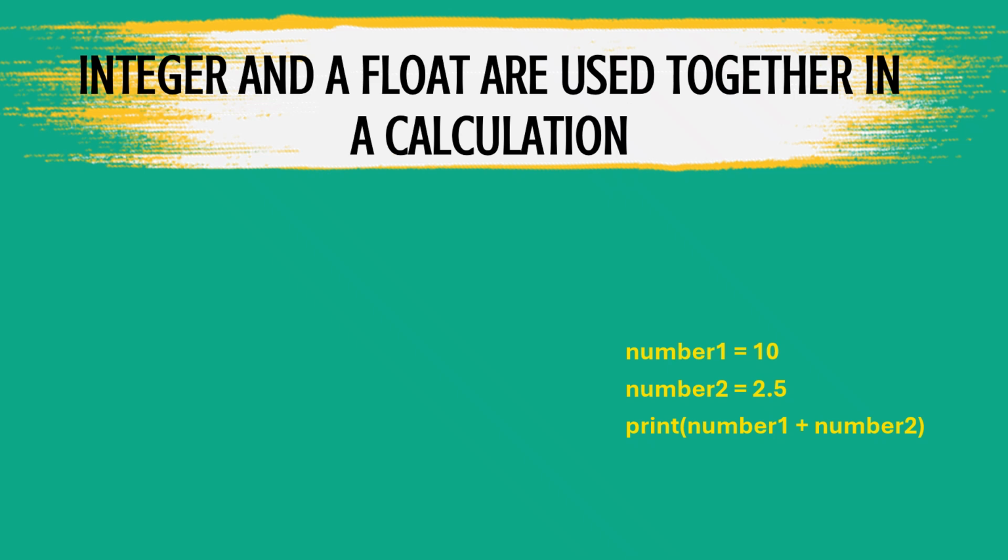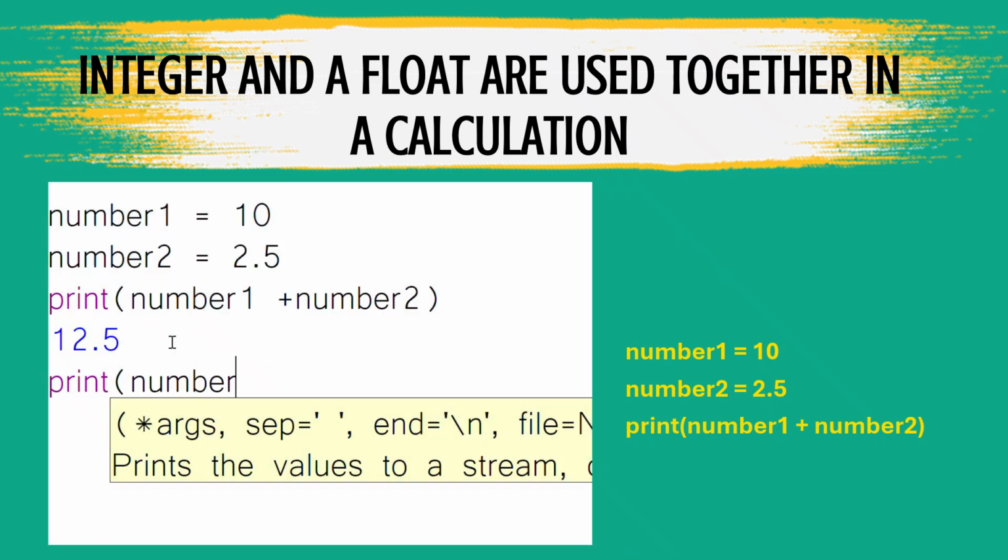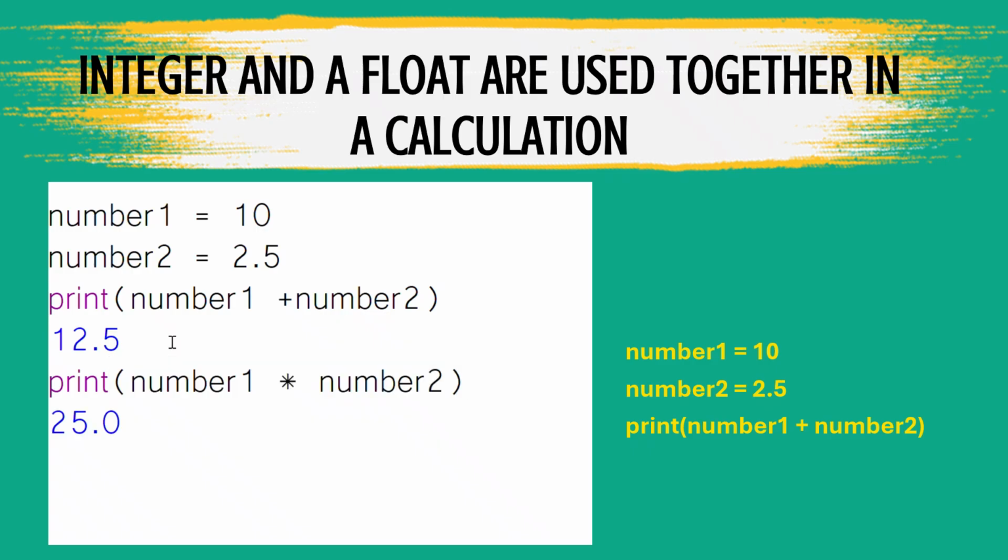You now know both numeric data types in Python, integers and floats. Let's see what happens when we use them together. As you see, whenever an integer and a float are used together in a calculation, Python converts the result to a float.